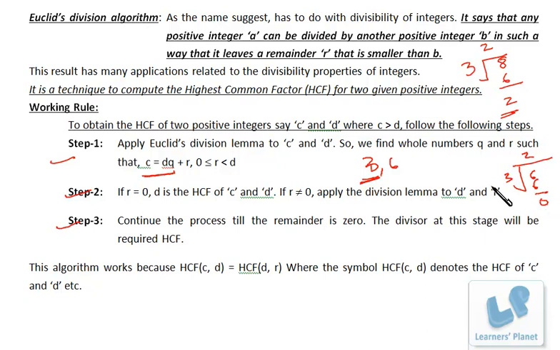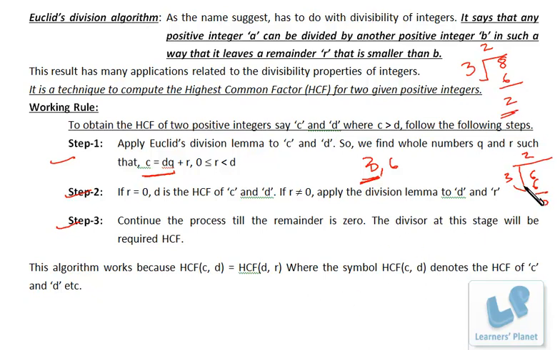If the remainder is 0, we have two numbers, 3 and 6. If we divide 6 by 3, that means the bigger number is divided by the smaller number, and we get the remainder as 0. That means the HCF of these two numbers is the smaller number, right? Now, if we do not get the remainder as 0, then we further have to take one more step till we get the remainder as 0. Now, what will be the next step?